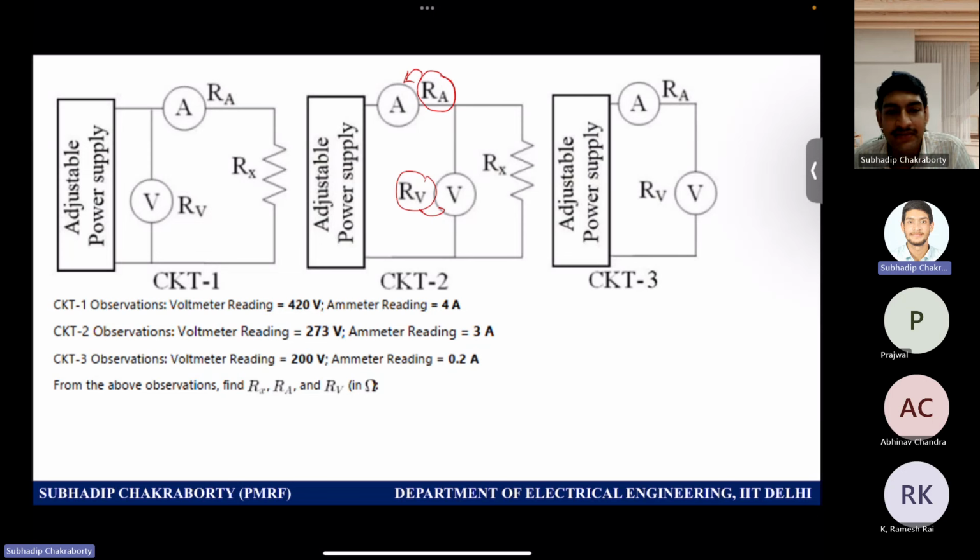So what is the next circuit configuration? Thereafter, you are connecting the voltmeter and then in parallel you have the Rx. And similarly in circuit 3, you have simply the ammeter and voltmeter. So three readings are given to you, voltage and current readings of these three circuits. And you are asked to find the value of Rx, Ra, and Rv.